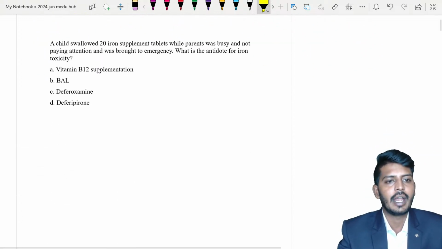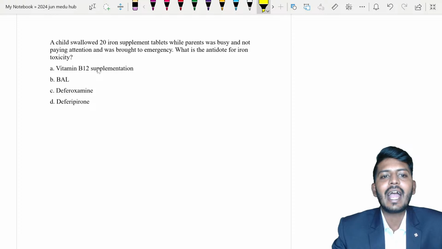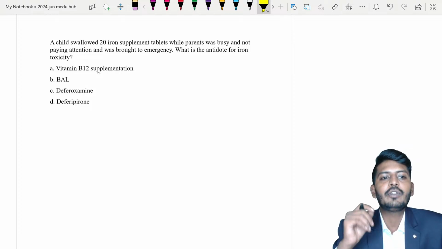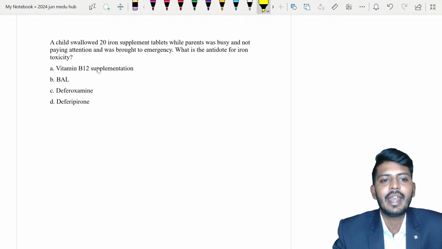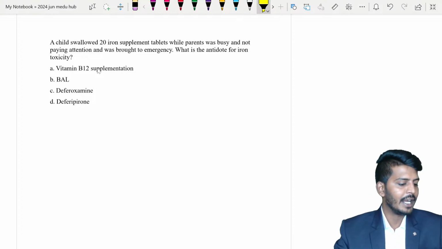Let's go to the next question. A child swallowed 20 iron supplement tablets while the parents were busy and not paying attention, and was brought to the emergency. What is the antidote for iron toxicity?